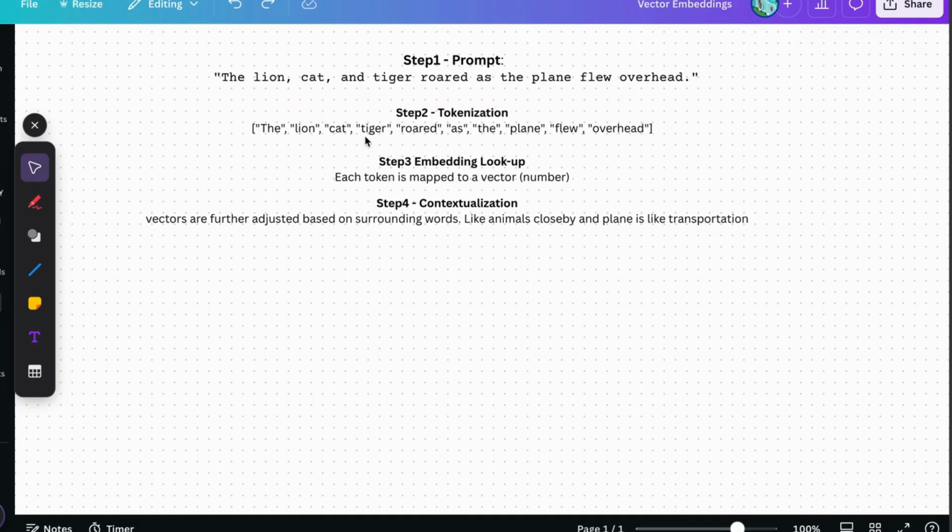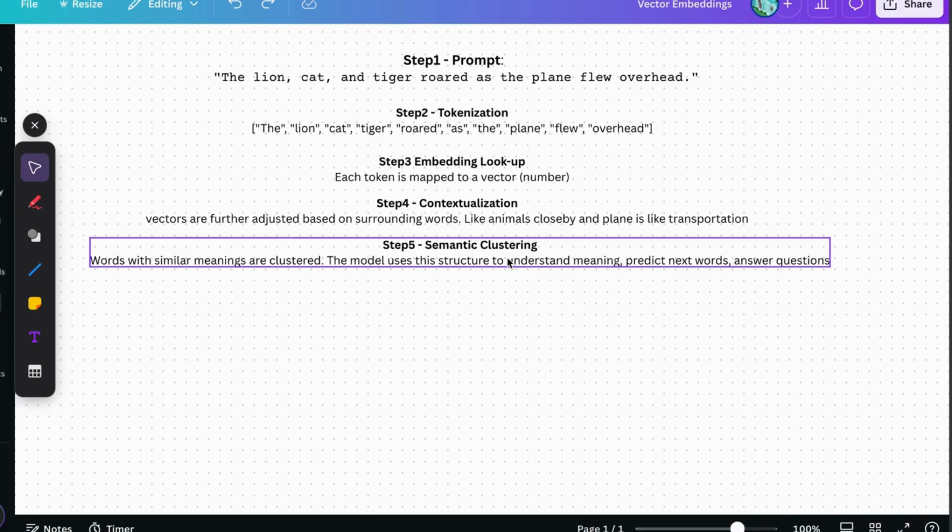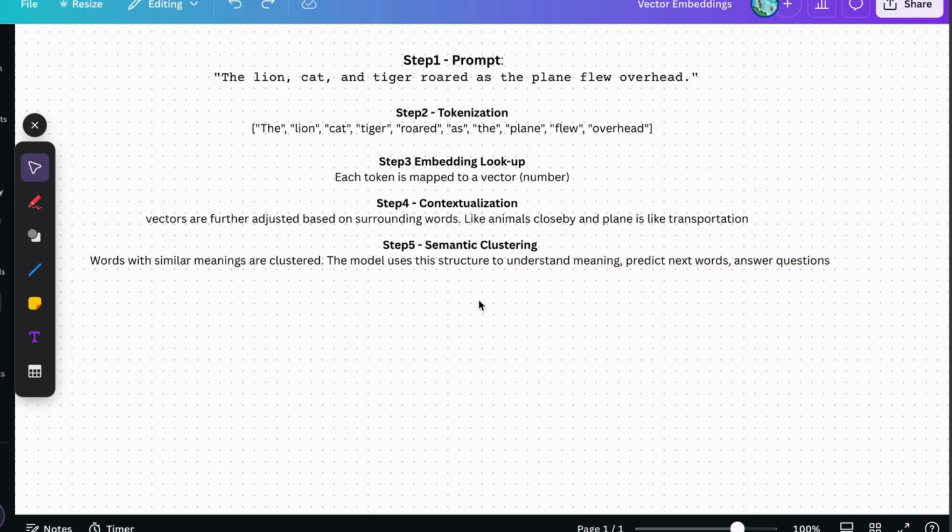For example, lion and tiger are closely related, they're both wild animals, right? Cat might be a little different, but still of the family of lion and tiger. Plane is a completely different word. It'll be like transportation or something in motion. So that's the context we are talking about. Then further, it will do semantic clustering. Semantic means all the related things can be grouped together to form something like a cluster, right?